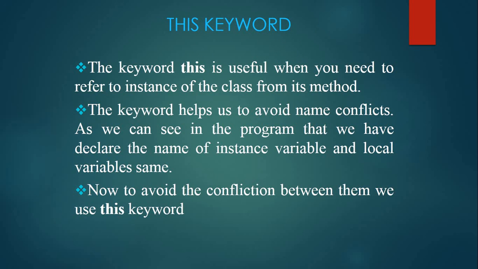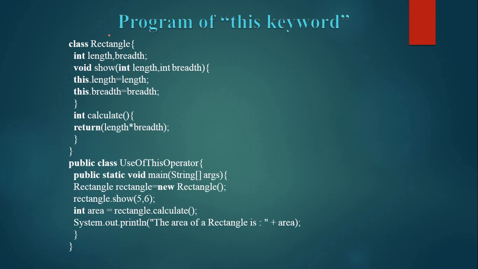Now we will discuss the this keyword. This keyword is useful when you need to refer to the instance of the class from its method. The keyword helps us to avoid name conflicts. As we can see in the program, we have declared the names of the instance variable and local variable the same. For example, here in class Rectangle we have integer length and integer breadth. Also in our show method our length and breadth variables are there.